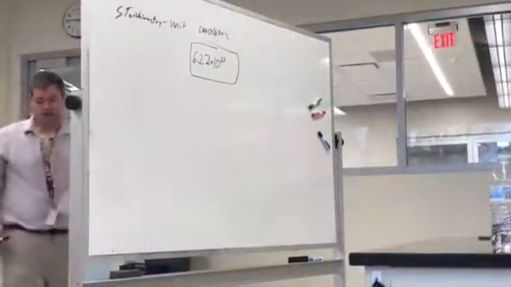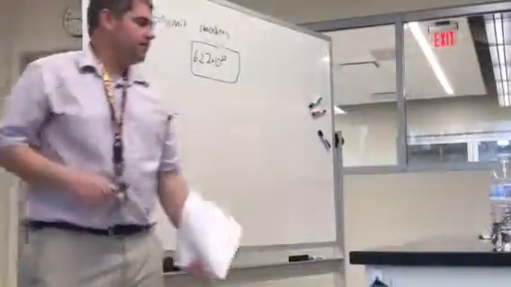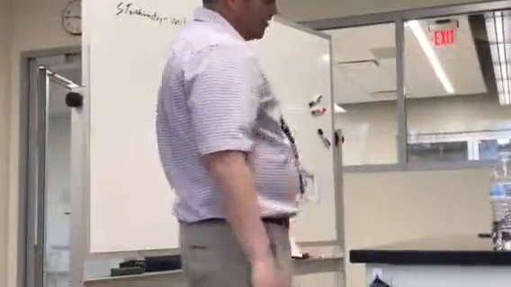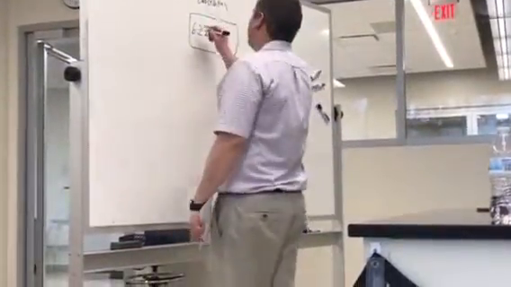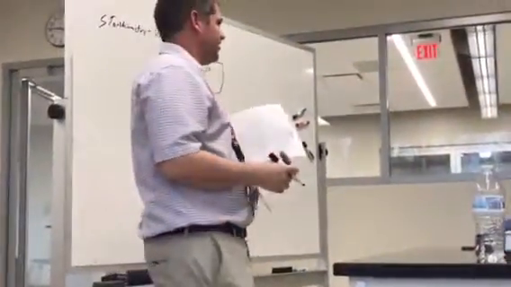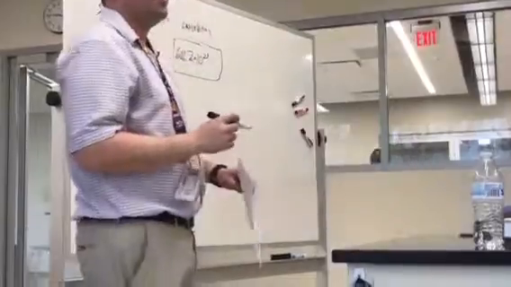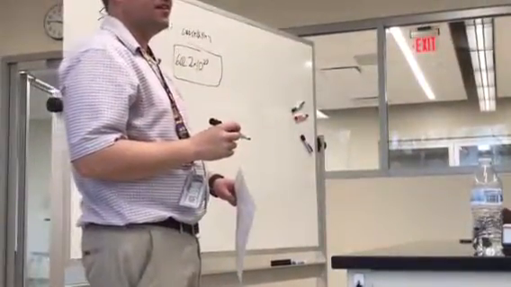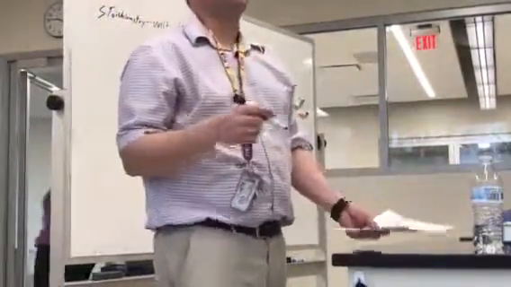Hey, Mr. Wilson. Isn't it 6.023? Yeah, sorry. 6.022 times 10 to the 23rd. That's the mole. I'm about to do an example of it.